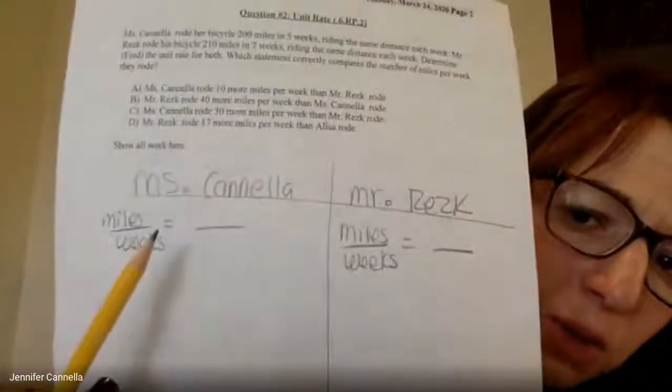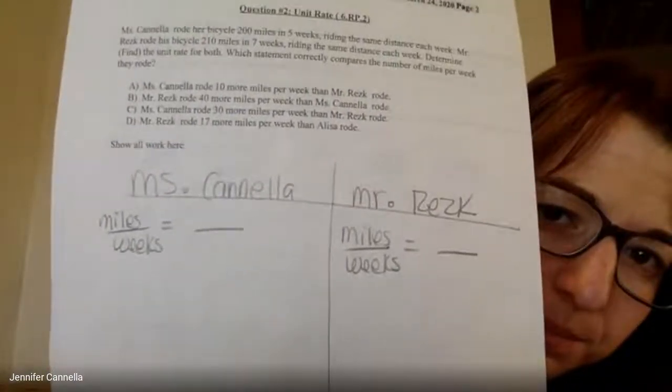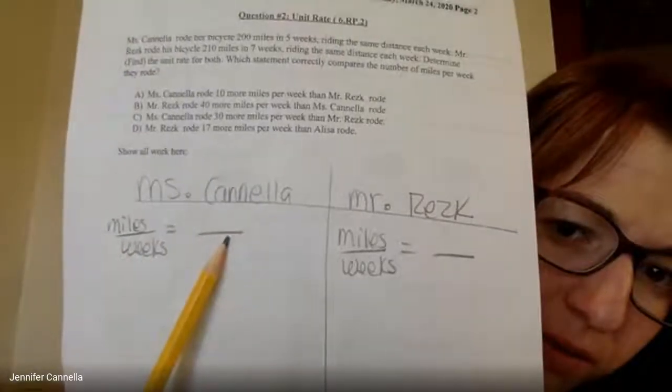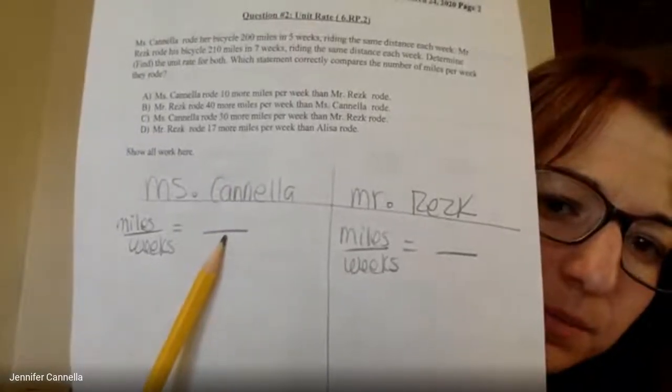Now, what do we substitute the miles for under me, Miss Canella? What's the numerator? 200. What's the denominator for weeks? 5. So put 200 over 5. What is 200 divided by 5? 40. Good. Esther, show your screen to the class. You got to turn it, push the paper up. All right. So freeze right there. Can you all see that?